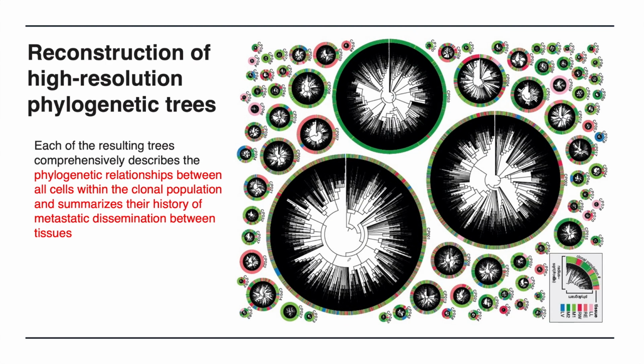Researchers reconstructed the phylogenetic trees of each clone and matched their history of metastasis with their tissue distributions. And they used the CP003 clone as an example to show the phylogenetic tree relationships between all cells within the clonal population and summarize their history of metastatic dissemination between tissues.